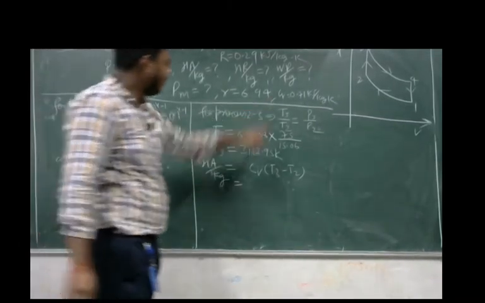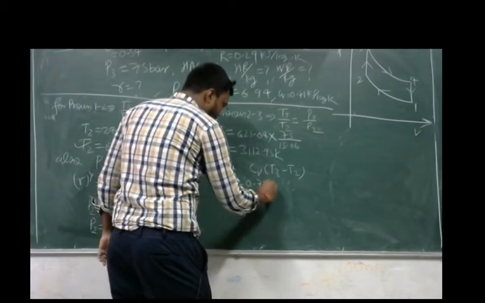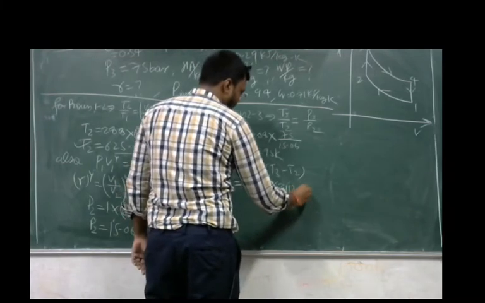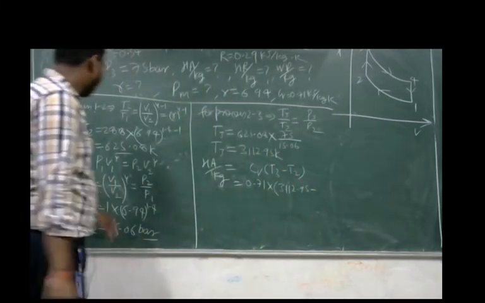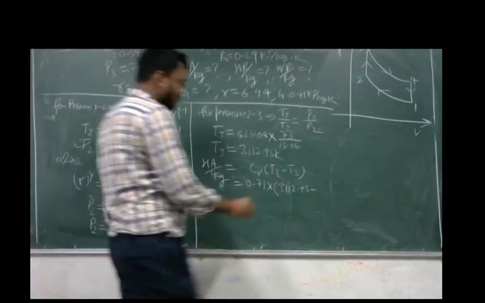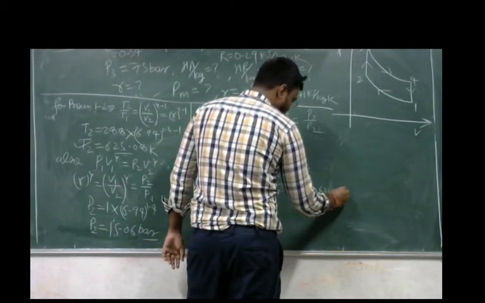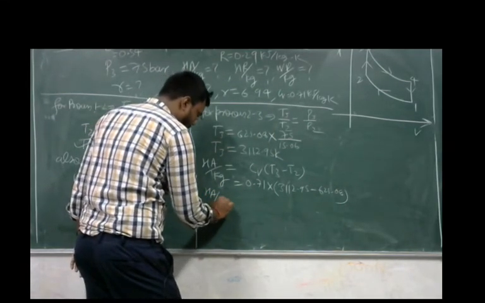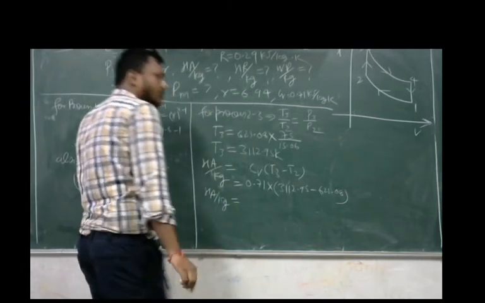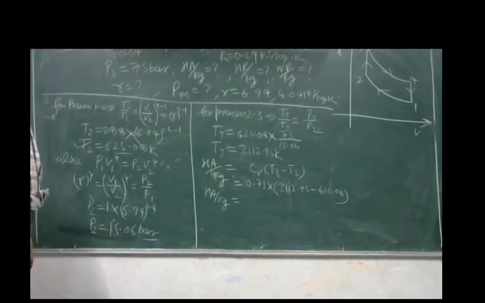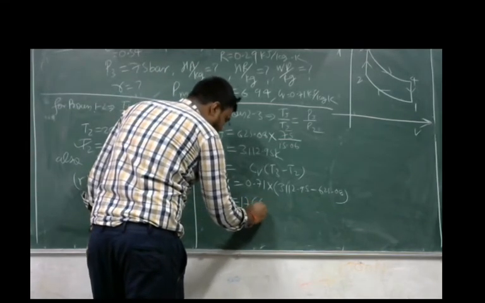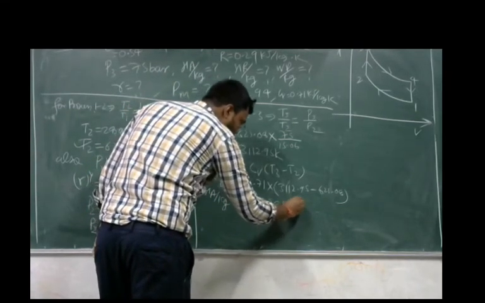So put the value of Cv here: 0.71 into T3. We have calculated T3 is equal to 3112.95, minus T2. Also we have calculated T2 is equal to 625.08. So if you calculate this value, you will get heat addition per kg equal to 1766.38 kilojoule per kg.